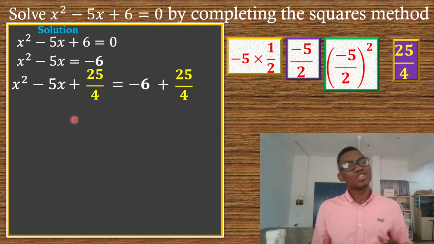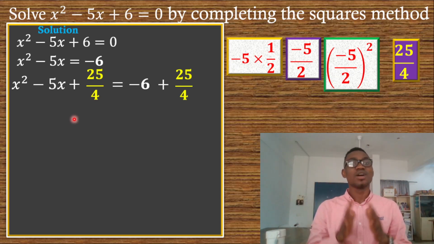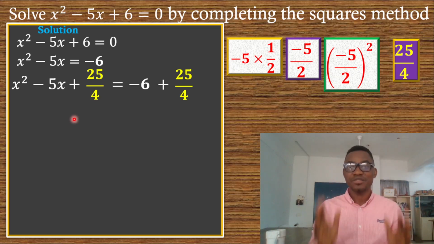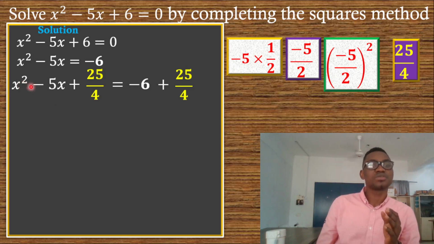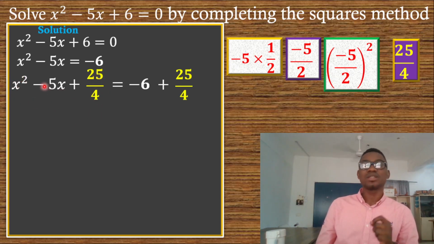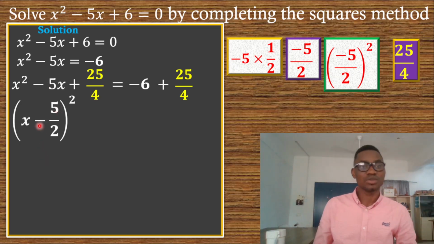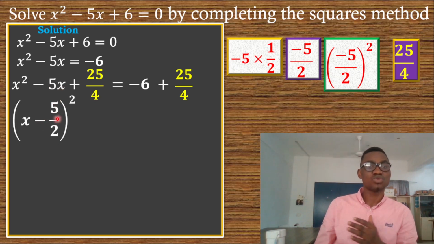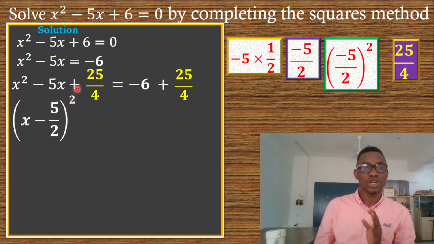Now the next thing is to factorize the left hand side, and there's a very simple way of factorizing every perfect square trinomial. How do we do that? We just take the square root of the extreme terms. We take the root of x squared and also the root of what? 25 over 4. Then we maintain the sign of the middle term. Then we square everything. That gives us x minus 5 over 2 all squared.